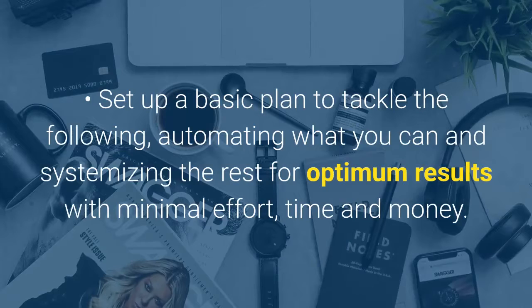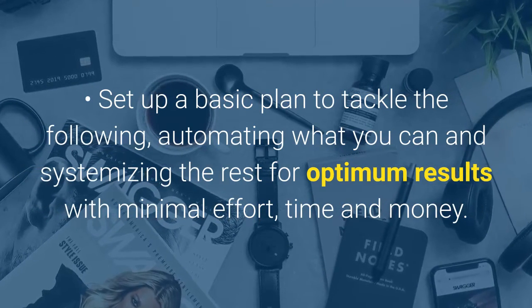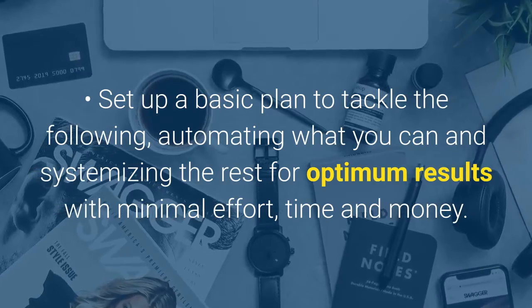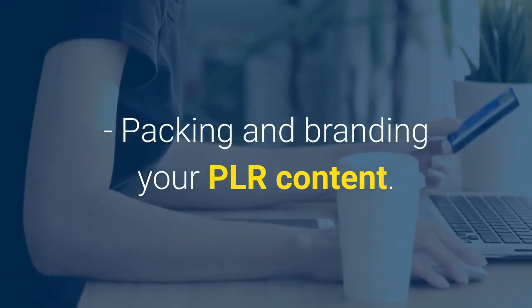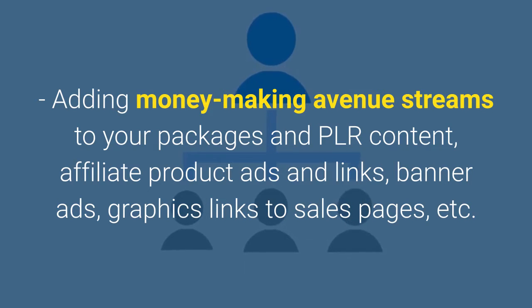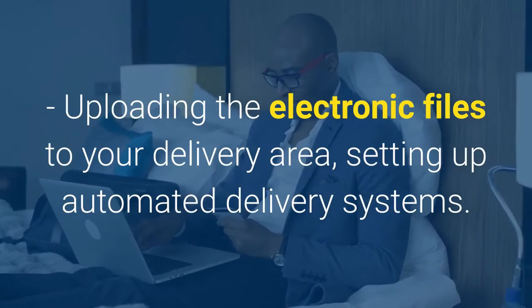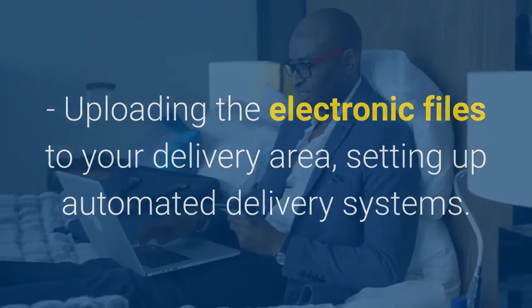Set up a basic plan to tackle the following: automating what you can and systemizing the rest for optimum results with minimal effort, time and money. Packaging and branding your PLR content. Adding money-making avenues to your packages and PLR content: affiliate product ads and links, banner ads, graphics links to sales pages, etc. Uploading the electronic files to your delivery area, setting up automated delivery systems.